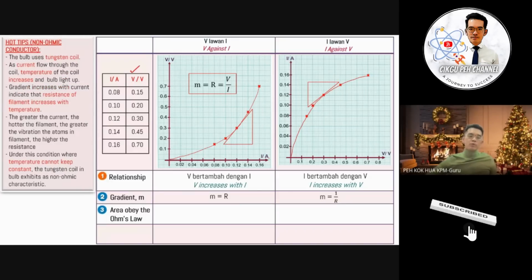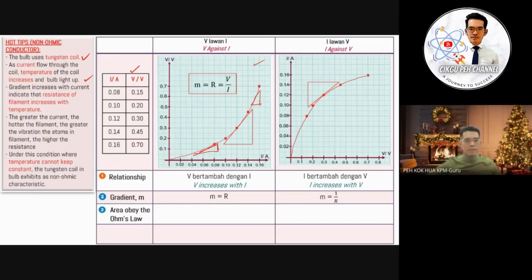So this is the theory that I already discussed in episode 1. As I mentioned in episode 1, the tungsten coil is actually an ohmic conductor at low temperature. As current flows through the coil, the temperature of the coil increases and the bulb lights up. So this is how the bulb lights up. Okay, so what happens when temperature increases? You can see here, the gradient increases with current, indicating the resistance of the filament increases with temperature. This is shown very clearly by this curve, so the gradient increases, because the resistance increases.